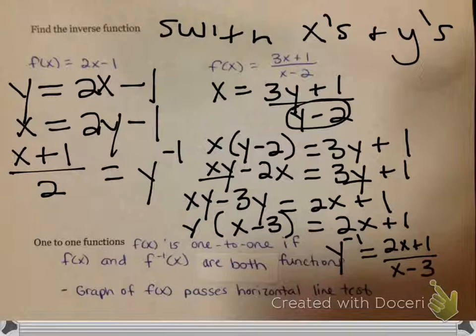Okay, last piece of information, one-to-one functions. I already have it written. Okay, f of x is one-to-one if both the original and the inverse are both functions. Graphically, it needs to pass the horizontal line test, the original.